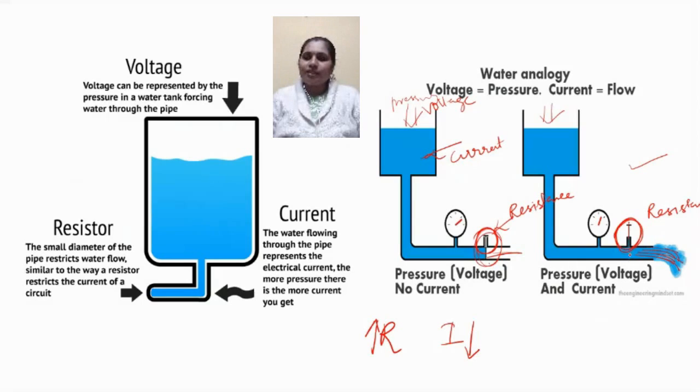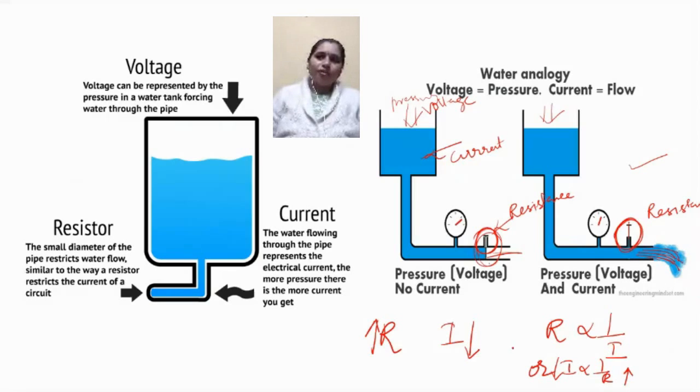Similarly, as the resistance is low, then the flow of current will be there. So these two are inversely proportional. So R is inversely proportional to I, or I is inversely proportional to R. So whatever is high, then the counterpart will be low. So if resistance is high, current will be low. If resistance is low, current will be high.